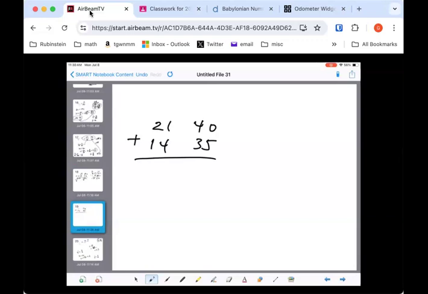Now, here's a question. So we've been doing this Babylonian base 60 number system, and it's confusing because each digit is represented with 2 digits. And this number 2140 actually is a very large number because it's 21 times 60 plus 40. So it's really large. But we can add these numbers together in base 60. And the way you do that is you add the 40 plus the 35 and you get 75.